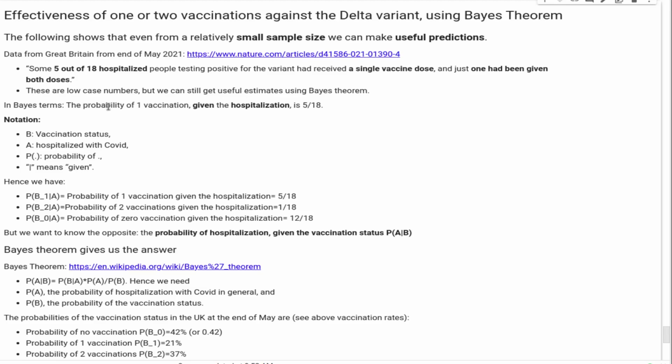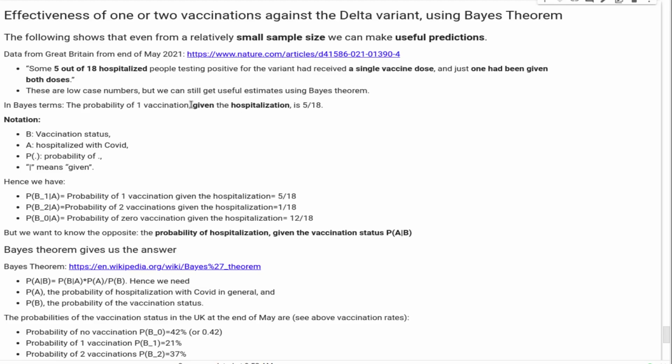So in Bayes terms, it means we have a probability of 1 vaccination given the hospitalization, and this is 5/18. So 5 people out of 18 had just 1 vaccination, right? So given those people in the hospitalization, those 18 people, 5 of them had 1 vaccination. So the probability out of this group of 18 to have just 1 vaccination is 5/18. Right? So this is the probability.